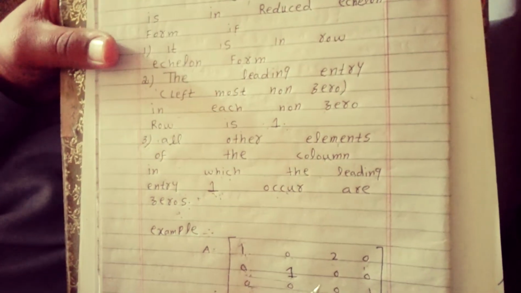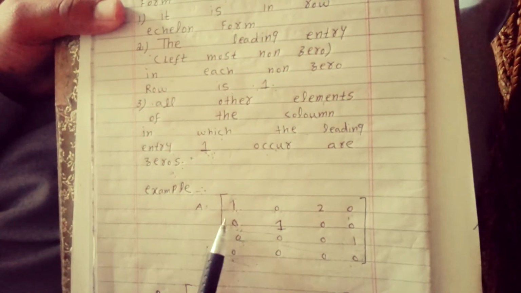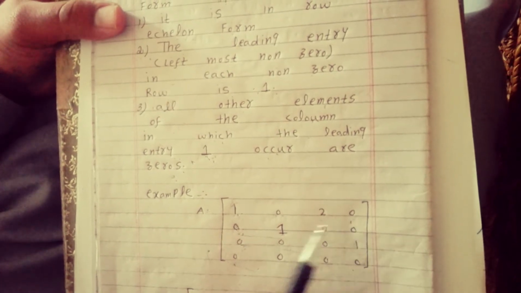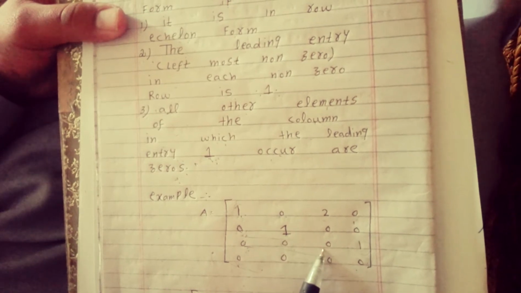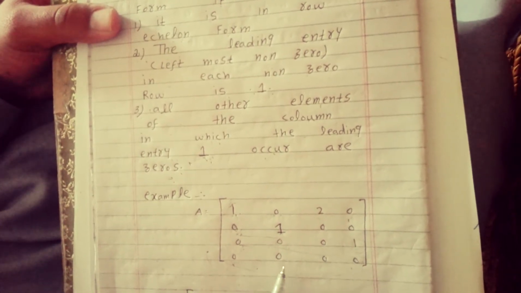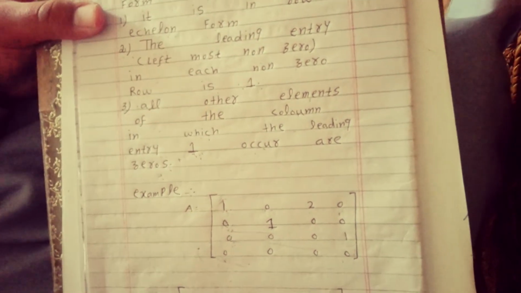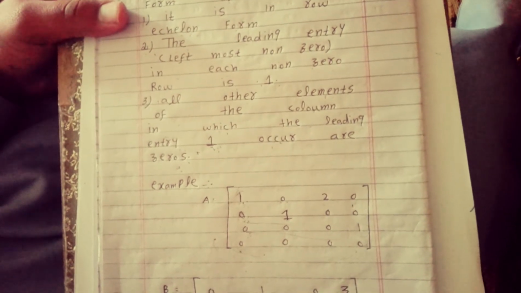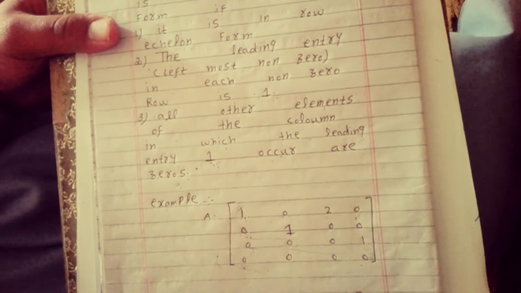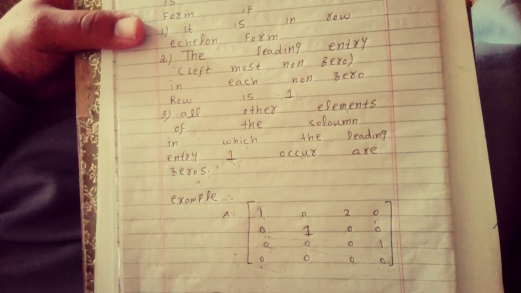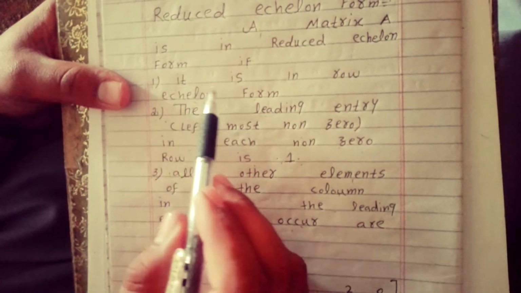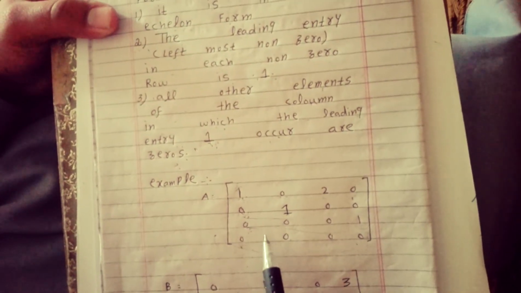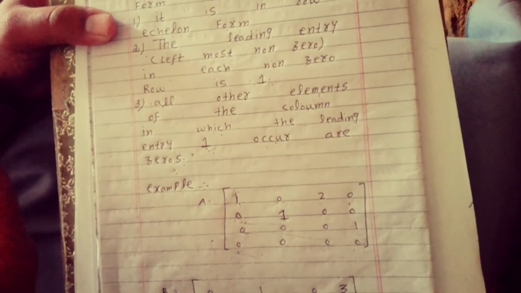Now we see an example. Suppose we have a matrix A: 1 0 2 0 0 1 0 0 0 0 0 1 0 0 0 0. We will check whether this matrix is in reduced row echelon form or not. So now we check the first property. What is the first property? The first property is whether it is in row echelon form. So yes, this matrix is in row echelon form as we discussed in the previous topic.